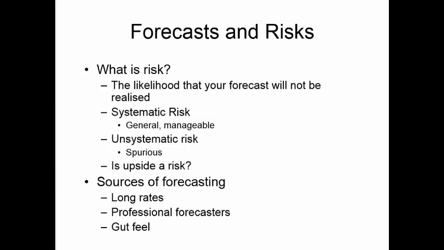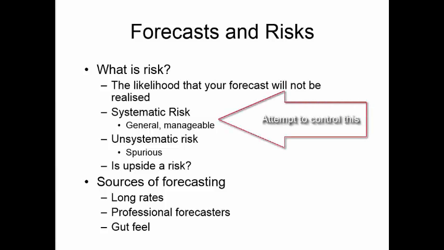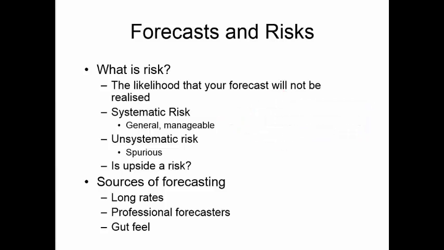Whereas unsystematic risks are highly unpredictable, tend not to have simple causes, so they're spurious. Largely what we're trying to do with many investment strategies is control our systematic risks, and so our only resultant exposure is to the unsystematic risks that, well, at least conceptually, no one can predict.